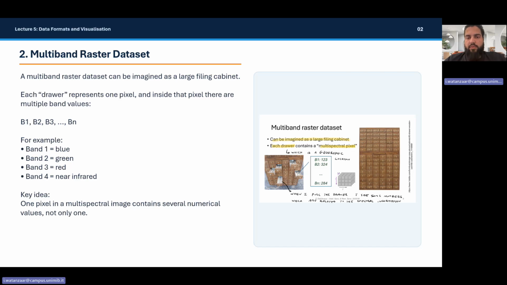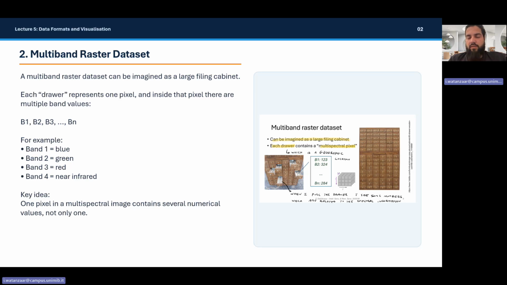If we take this example, assume the cabinet has drawers, and each drawer represents a single pixel with multiple values. The multiple values are due to the multiple bands. This is exactly the intuition behind the multi-band raster data set in reality. Each drawer represents one pixel, and inside that pixel there are multiple band values. So inside this one pixel we have more values, like in a single drawer we have multiple values.